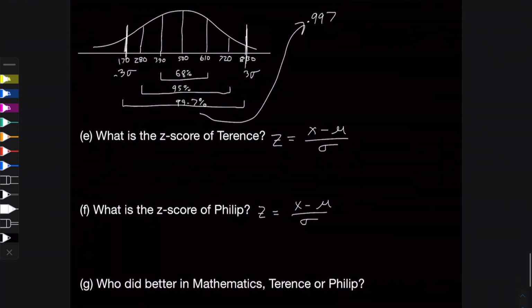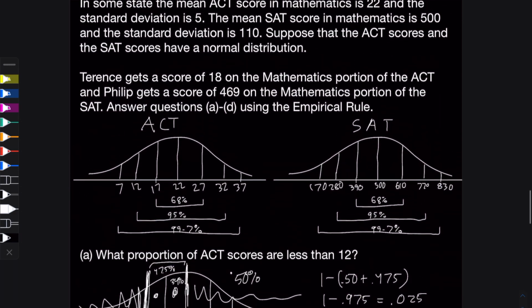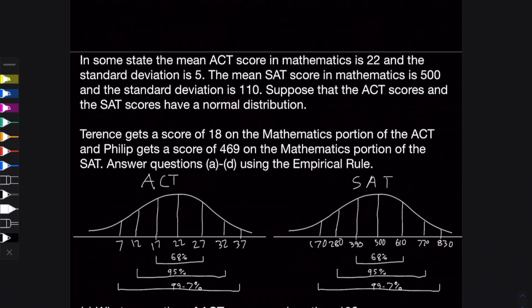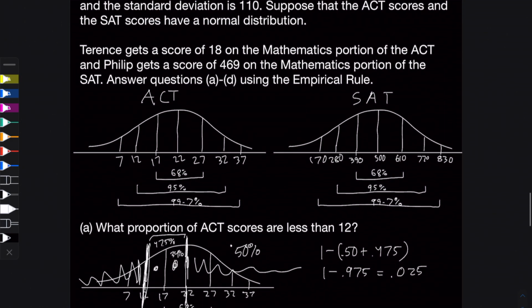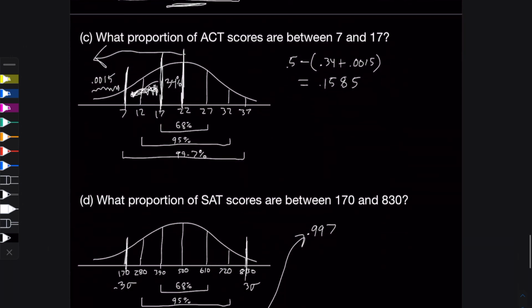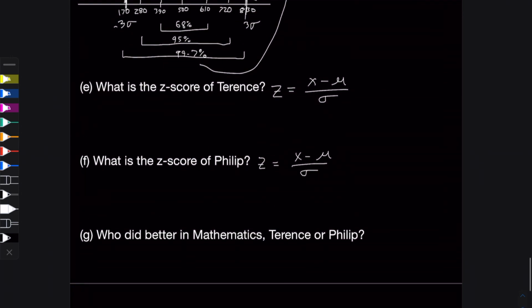So now this E, F, and G we'll ask about up here. So Terrence gets a score of 18 on the mathematics portion of the ACT, and Philip gets a score of 469 on the mathematics portion of the SAT. So now we're going to come down here, and we're going to say Terrence gets an 18 and Philip gets a 469. So for Terrence, our x is going to be 18, and our x is our observed value, so for Philip, x is 469 here.